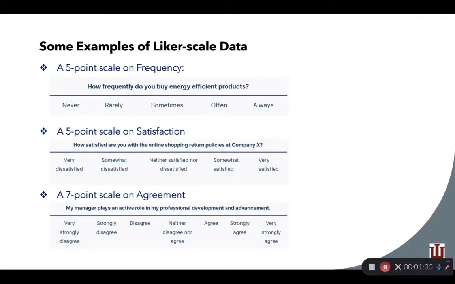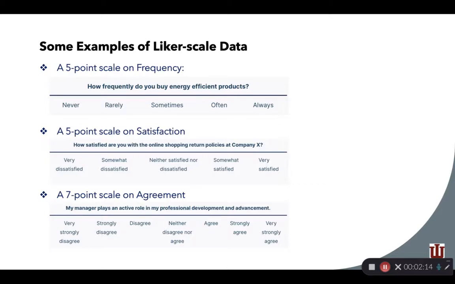Here are some examples of Likert scale data. I present three types that you may commonly see or use. A 5-point scale on frequency. You will see we have 5 categories in the response, measuring frequency. It's ranked from never to always. This is an example of what we call a unipolar scale. So you can see this as a type of ordinal continuum from the bottom level, the least frequent level, to the most frequent level.